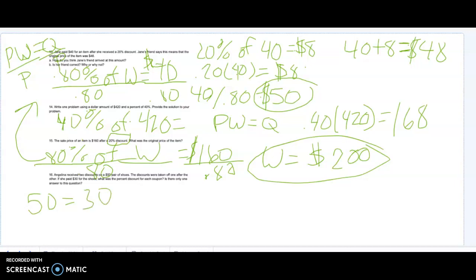So what percent do you want to use first? We've got to take it off of this one. Okay. So if I said I'm going to use a 10% discount, that means I'm going to take 0.90 and multiply by 50. And that's going to give me $45.